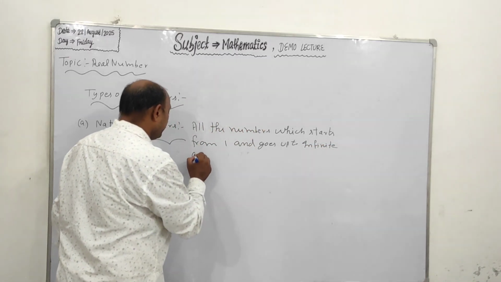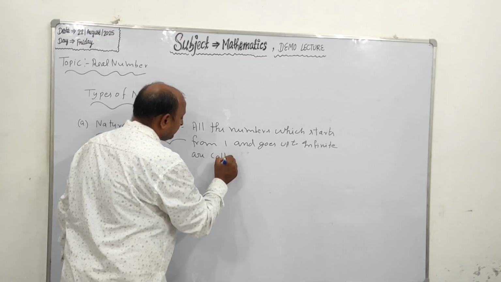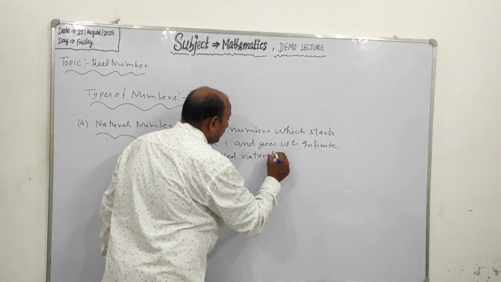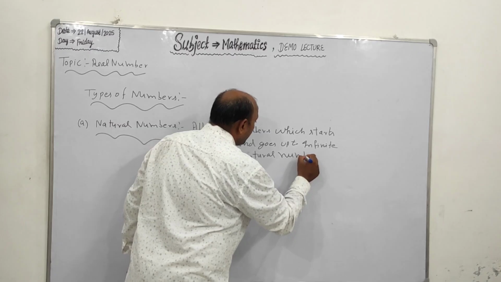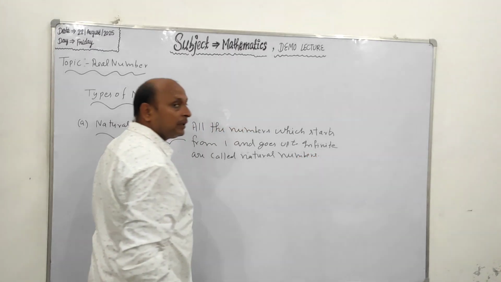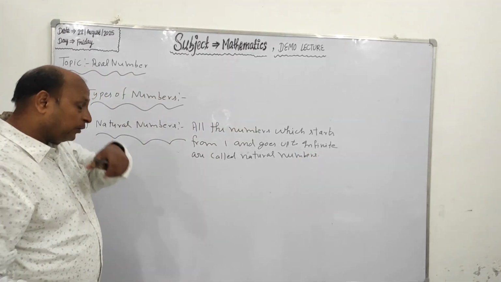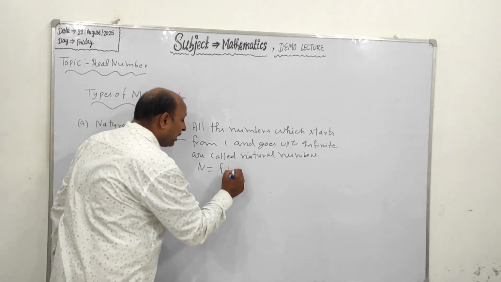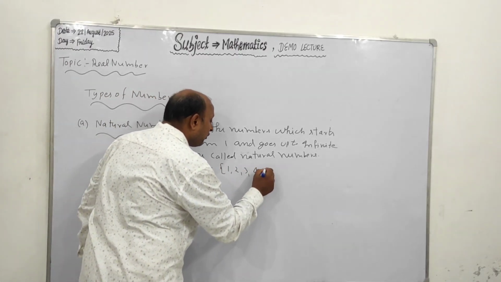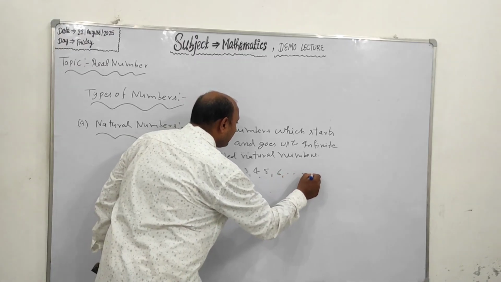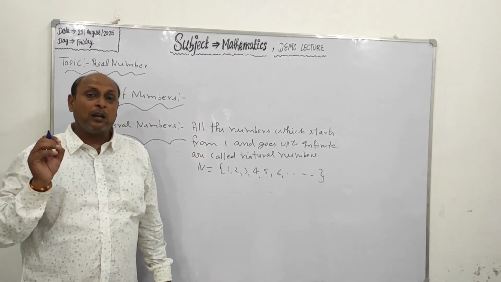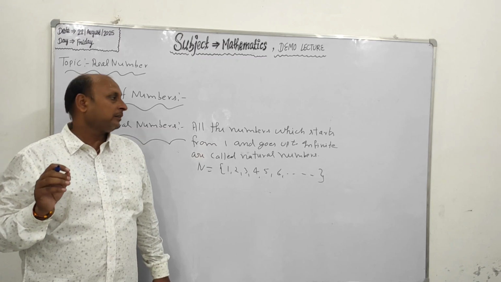infinity are called natural numbers. Natural numbers are denoted by capital N. N is equal to 1, 2, 3, 4, 5, 6 and so on. These are called natural numbers.